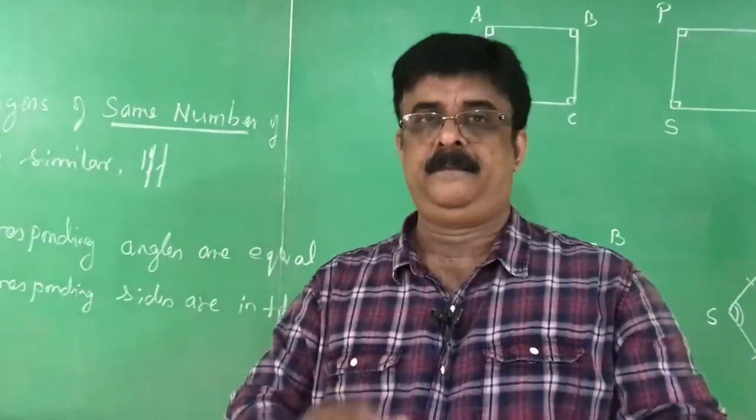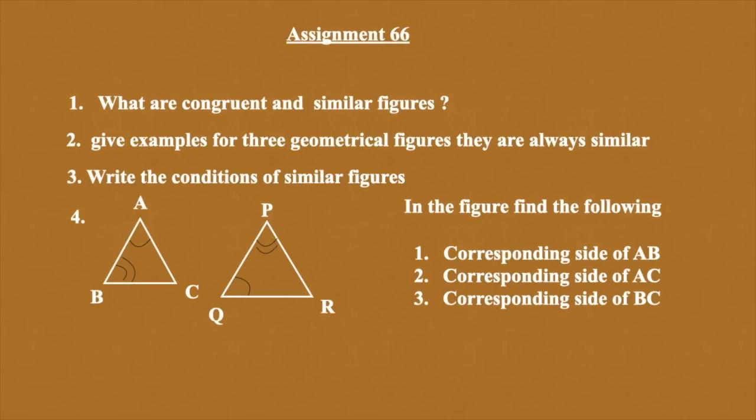Assignment number 66. First question, what are congruent and similar figures? Second one is, give examples for three geometrical figures that are always similar. You have to search, get the answer and write. Third one is, write the conditions of similar figures. Very important question it is. Many times they ask it in the public examination.